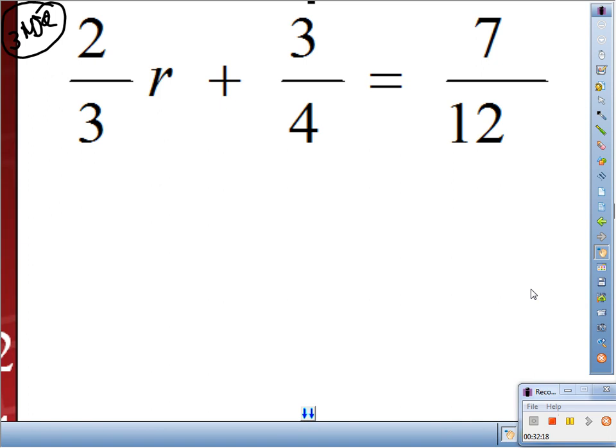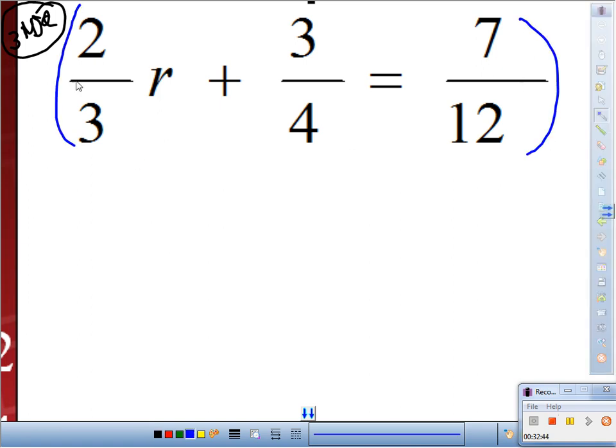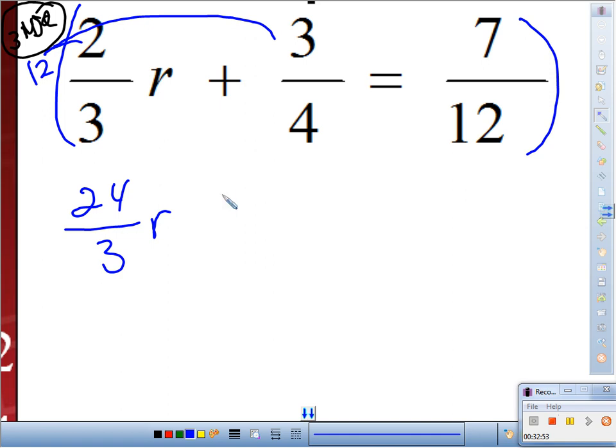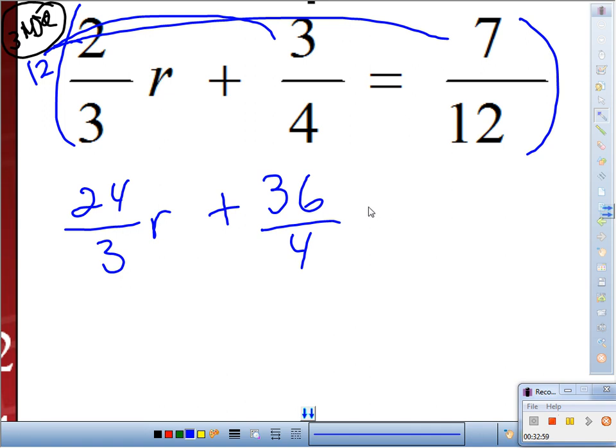Now, I know some of you love working with fractions. But some of us might say, you know what, I'd rather not work with fractions. Let me show you not working with fractions. Writing utensils down, look up. To get rid of fractions, I need to look at the denominator and find a common denominator. What would be my common denominator? So I need to multiply the entire equation, just the numerators, times 12. 12 times 2, 24 over 3r. 12 times 3, 36 over 4. Notice that I didn't multiply the denominators. And 12 times 7, that's 84 over 12.